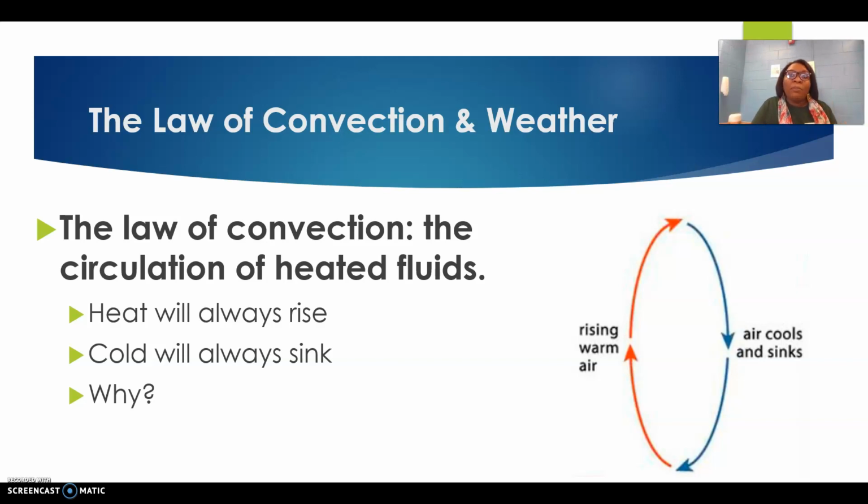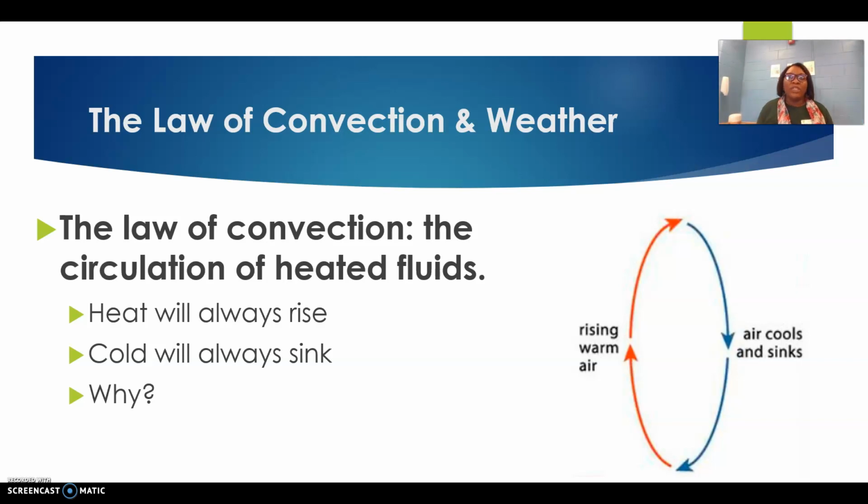So we want to remember that the law of convection has a lot to do with weather. I'll go farther and say the law of convection is the reason why weather on our earth happens. Yes, we want to remember that convection is heat rising and cold sinking. Yes, it's the circulation of heat. But why? Why does heat rise and why does cold sink?